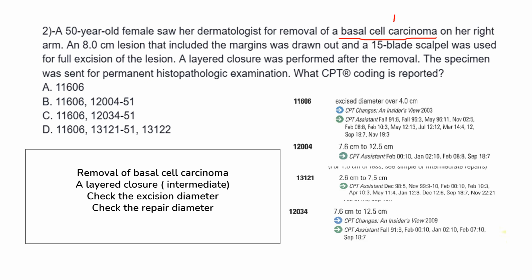That means it is a malignant lesion. Second is from where the lesion has been excised. It is from the right arm. Third is an 8 centimeter lesion that included the margin. Okay, so it is an excised diameter. And then it is a layered closure.